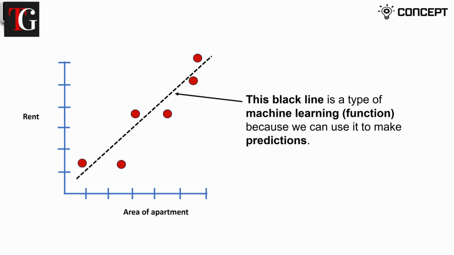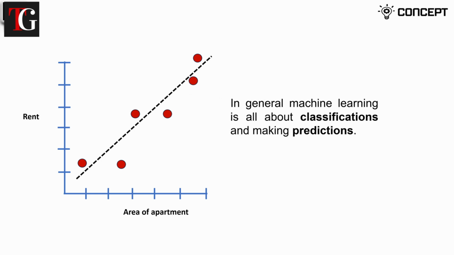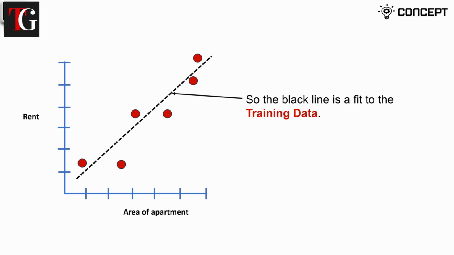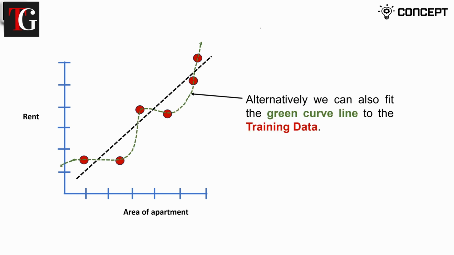This black line is a function of machine learning because we can use it to make predictions. In general, machine learning is all about classifications and making predictions. In machine learning, original data is represented here by the red dots and is also known as training data. So the black line is a fit to the training data. Alternatively, we can also fit the green curve line to this training data.